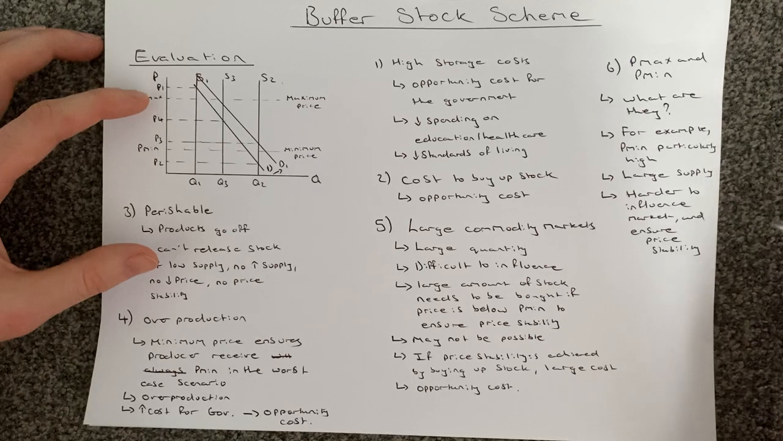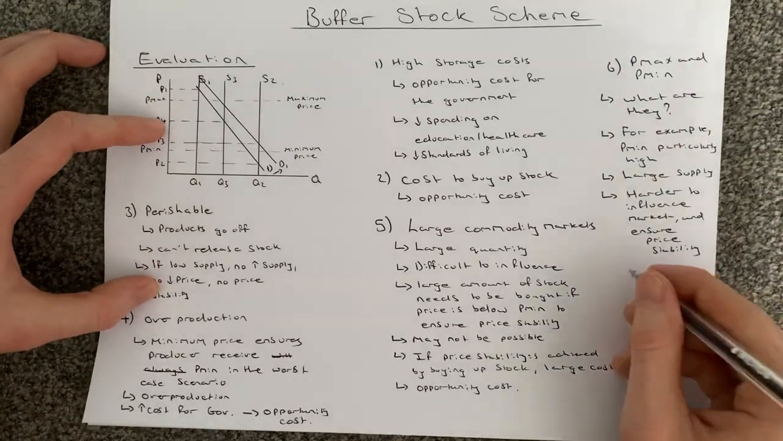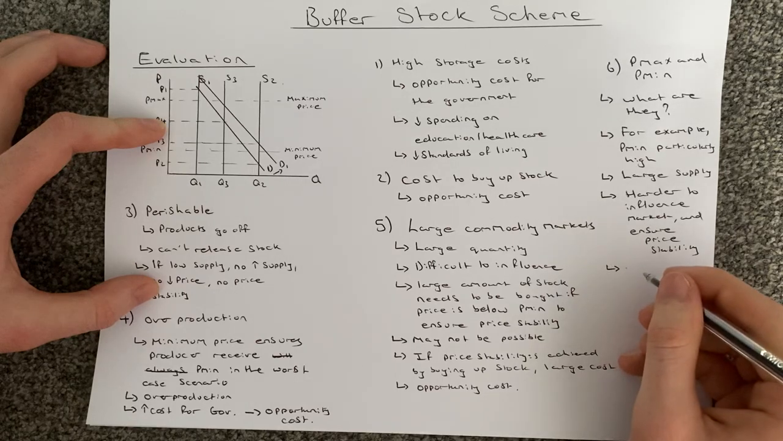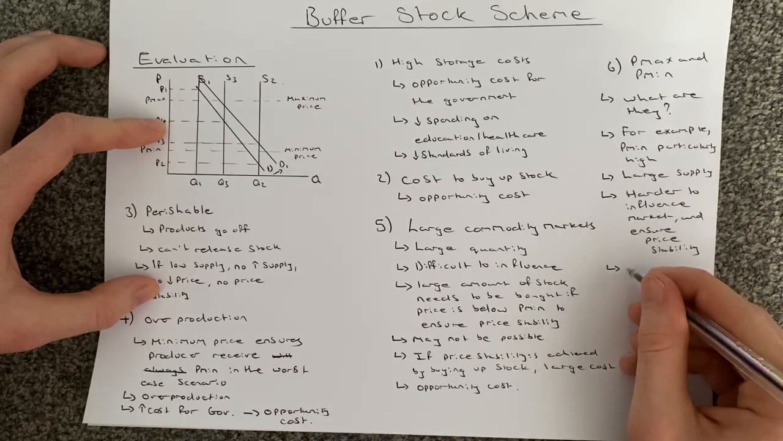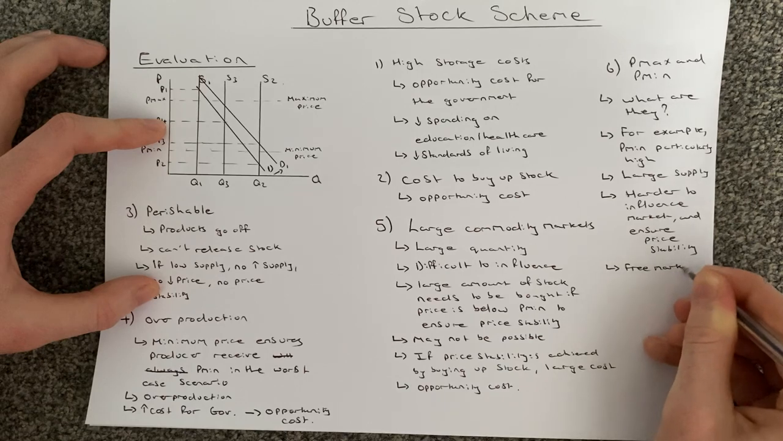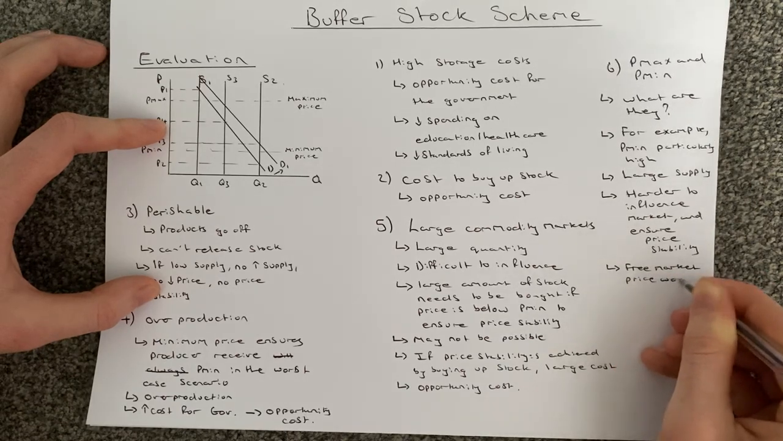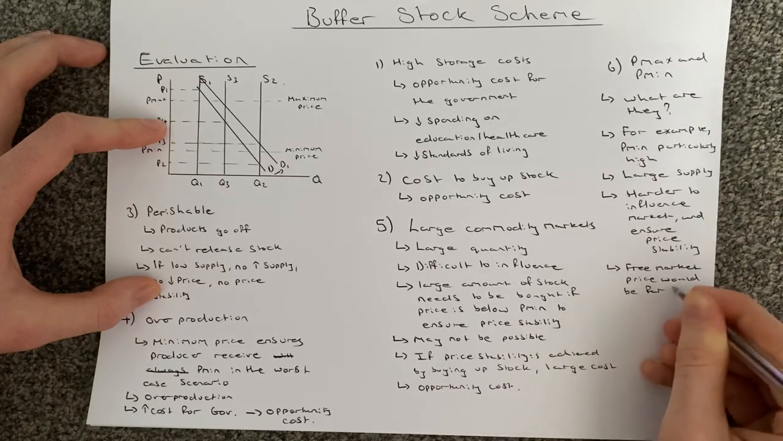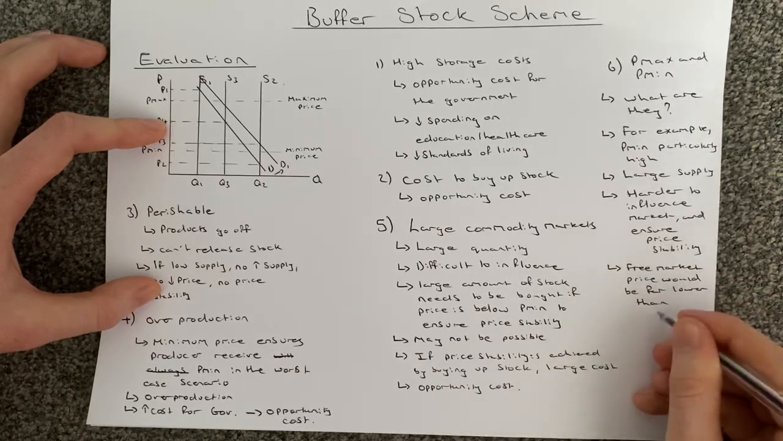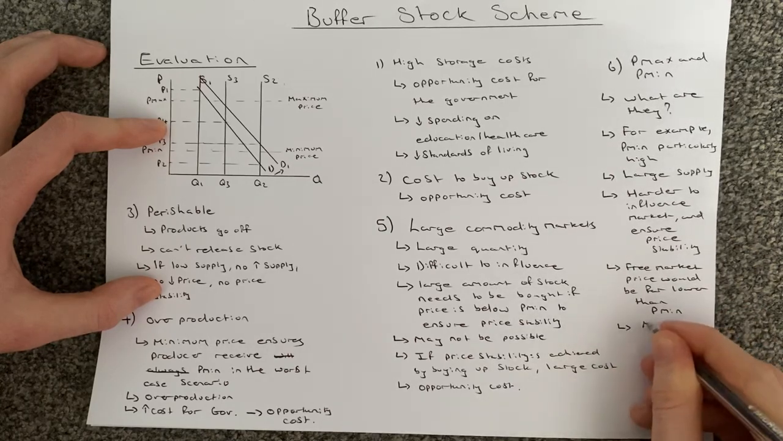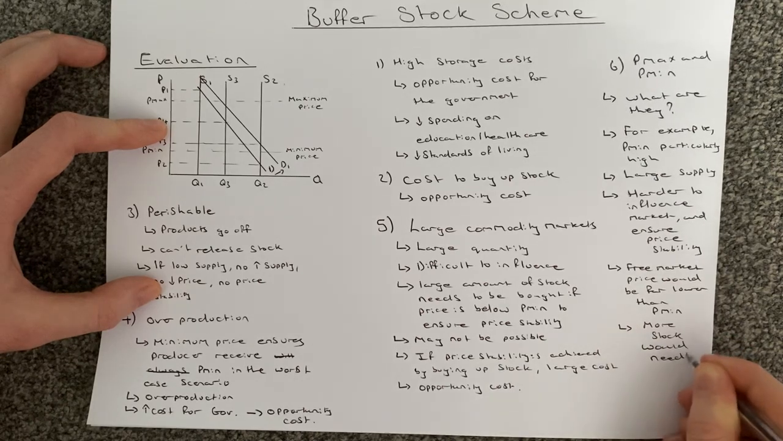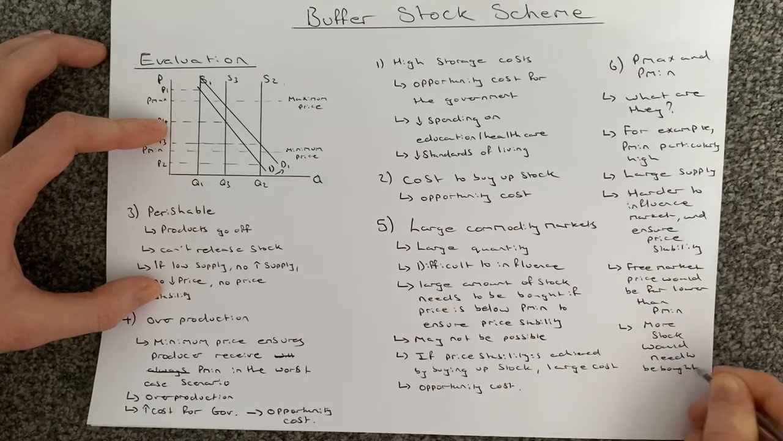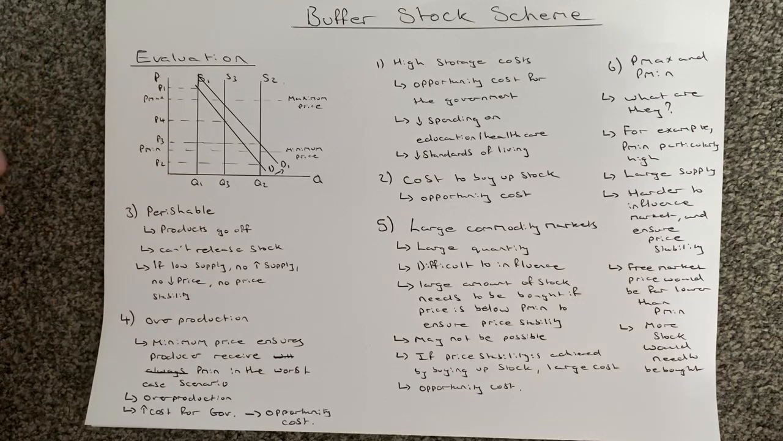Large supply, harder to influence market and ensure price stability. Large supply, Pmin particularly high, harder to influence. Because, as I just mentioned, the free market price would be far lower than Pmin, and therefore more stock would need to be bought. And if more stock needs to be bought, it's going to be harder to influence the market, maybe again because it may not be feasible either.